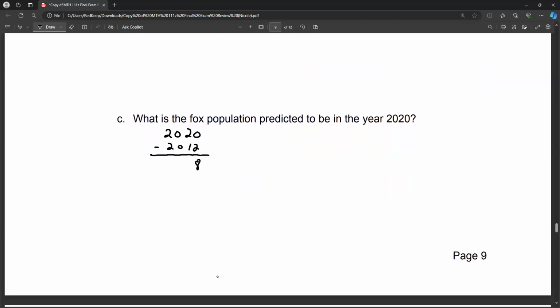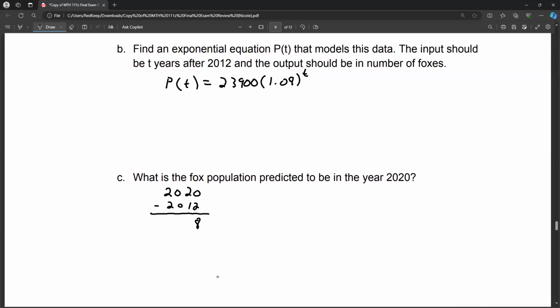Okay, so we have our equation. We just wrote it in part B. And I'm going to ask, what is P of 8 equal to? So we have 23,900 times 1.09 raised to the power of 8. If you use your calculator, it is going to give you some decimal values. I'll go ahead and write what you're seeing on your calculator: 24714.